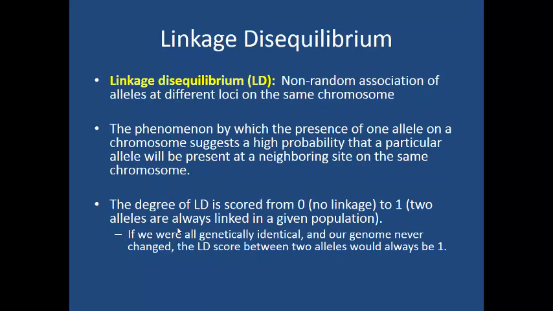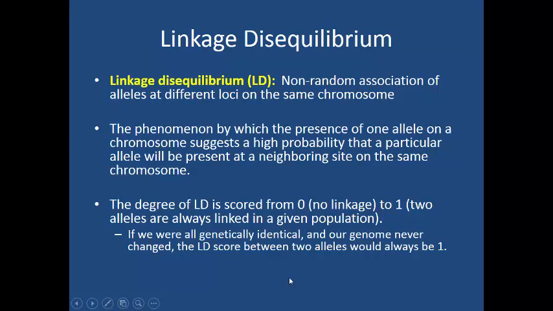And what that's getting at is the term linkage disequilibrium. And that's the non-random association of alleles at different loci on the same chromosome. So it's the phenomenon by which the presence of one allele in a chromosome suggests a high probability that a particular allele will be present at a neighboring site on the chromosome. The degree of linkage between two alleles is scored from 0, which is no linkage, to 1, which means two alleles are always linked in a given population.